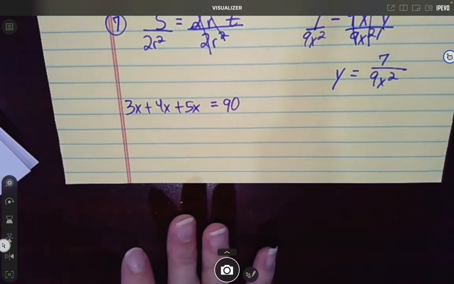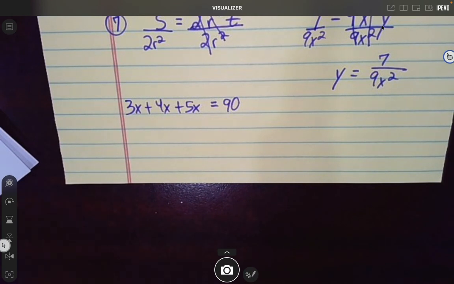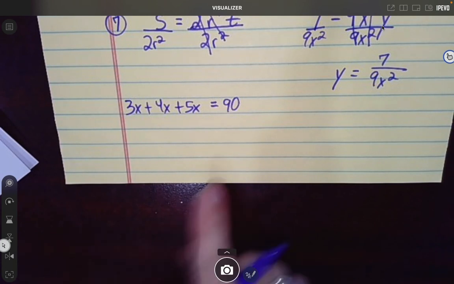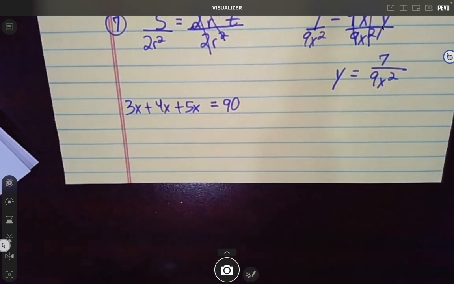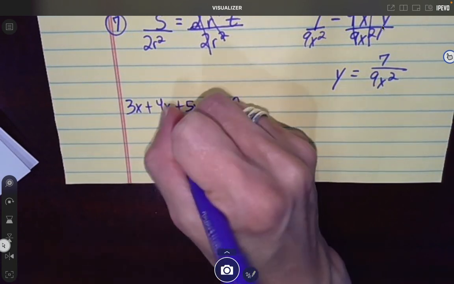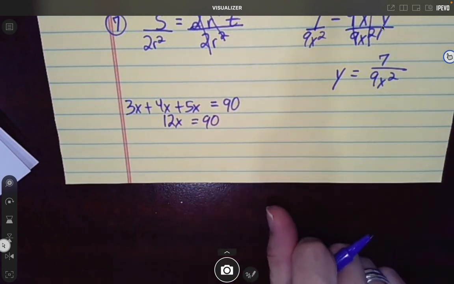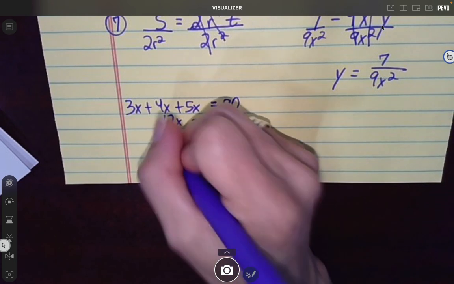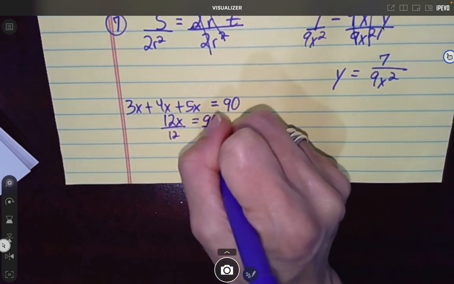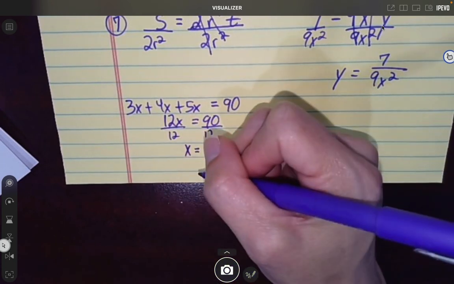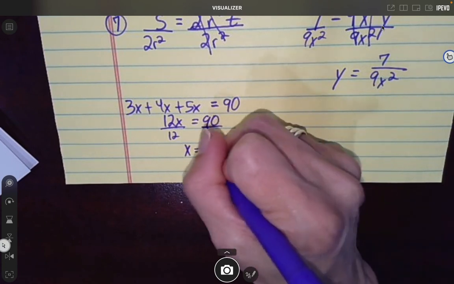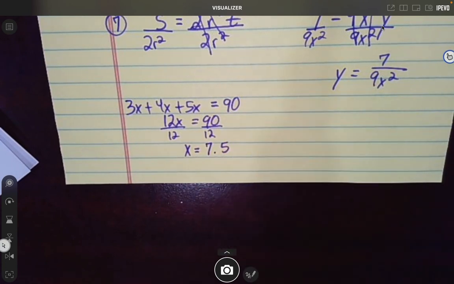Okay, so you add it up because it's the perimeter and you don't know what they are, so you call them 3x, 4x, and 5x. So what is 3 plus 4 plus 5? 12. And that'll be the same tomorrow. You're going to get 12x equals some number, and then you're going to divide, but you'll just get a different answer. So in this case, what did we get earlier? 7.5. Okay.